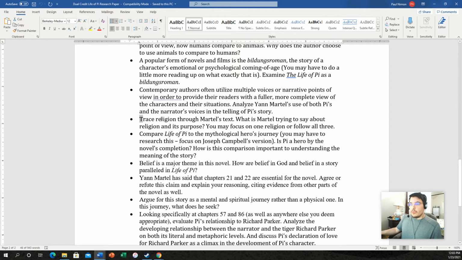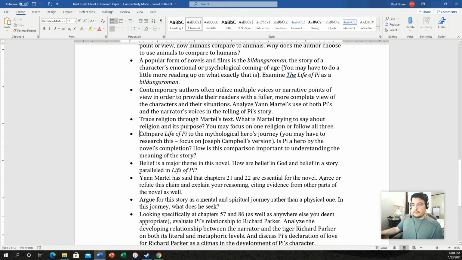This next one talks about religion. There are 3 main religions that Pi follows. And so you can identify his use of the different religions and do this choice. If you want to do this topic, you could do some outside research on some of the basic tenets of these 3 religions that he follows. And then talk about how he encapsulates those beliefs in different parts of the book. So you could have a paragraph about this religion, a paragraph about this religion, a paragraph about this religion.